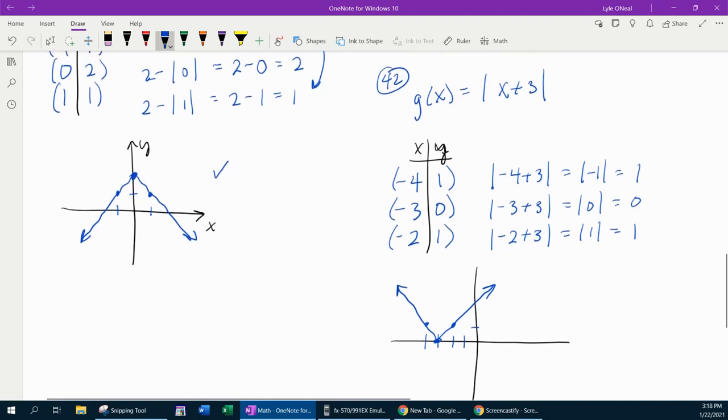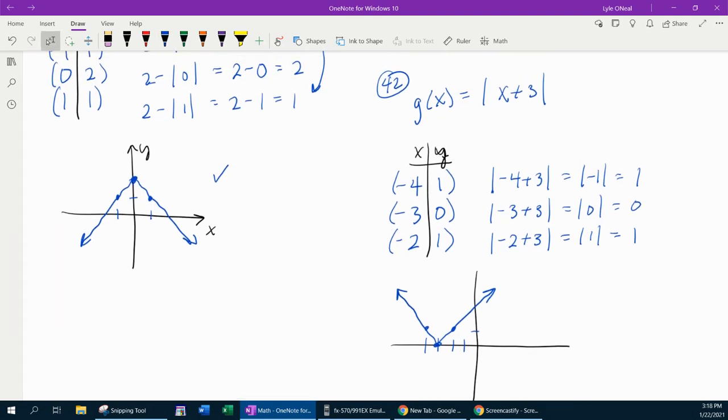Oh, and notice that this was an upward facing V, again, because in front of the absolute value this time it was understood positive, so that's an up facing V. And it is kind of interesting to note that this V is shifted from the origin to the left 3, and that's because we had that number inside the absolute value. And that'll become more important later when we talk about graphing using transformations.